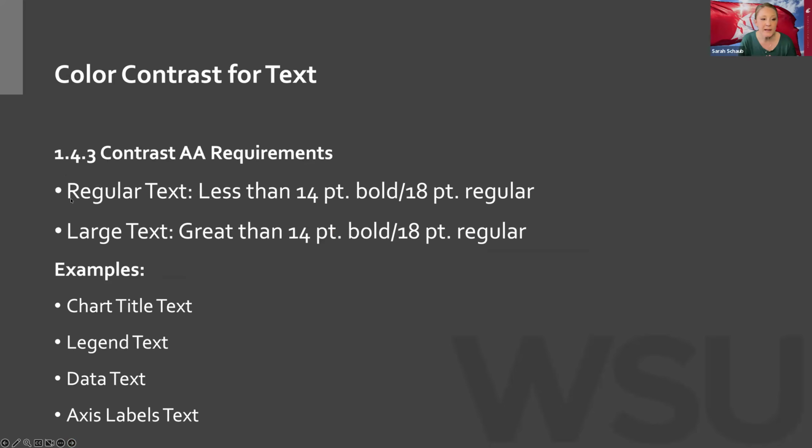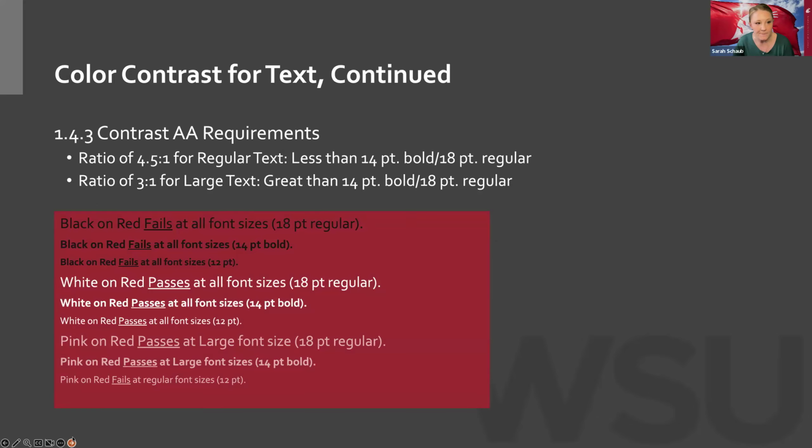So the WCAG requirement that I'm referring to regarding color contrast is known as 1.4.3. I don't expect you to memorize that. We are required to meet the AA requirement. So for regular text that is less than 14-point font or bold 18-point regular font, and then large text, which is greater than 14-point bold text or 18-point regular. In chart titles, legend text, data text, all of those different axis labels that you might have in a chart or graph, they have to also meet specific color contrast requirements.